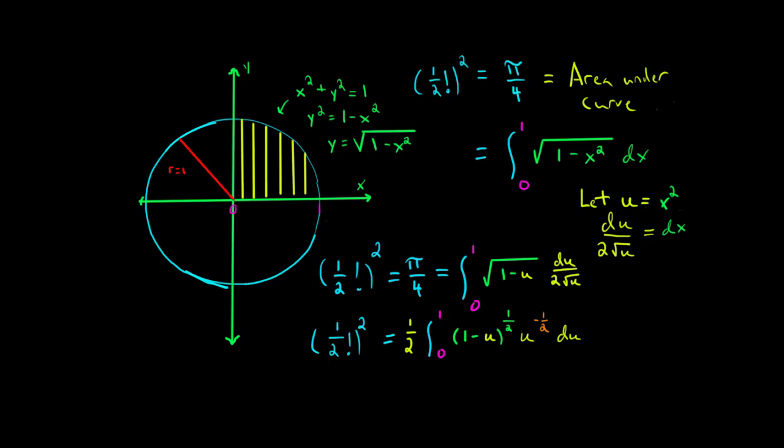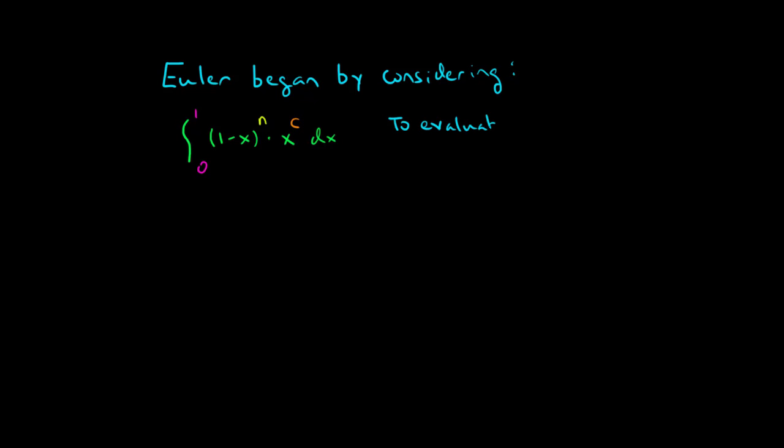This expression suggests there might be a relationship between the factorial function and integrals. So Euler used that as his starting point. He began by considering more general integrals of the form integral from 1 to 0 of 1 minus x to some power, which we can call n, times x to some other power, which we'll call c, dx. And perhaps the most natural thing to do when confronting this kind of an integral, where you have 1 minus x to the n times x to the c, is to do an integration by parts.